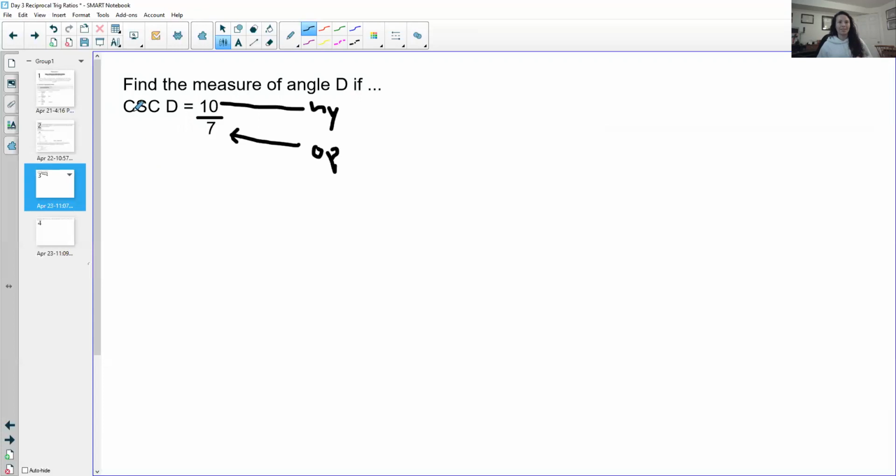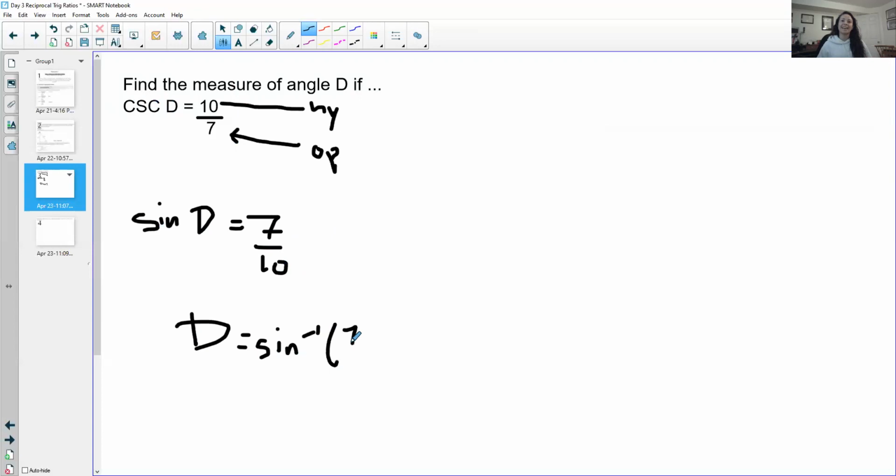Now, if we were to plug this into our calculators, we would need a cosecant button. You don't have one, but because cosecant is equal to the reciprocal of sine, this means that sine of d equals 7 over 10, right? Because sine is opposite over hypotenuse. The opposite was 7, the hypotenuse was 10. So we can take the inverse sine of whatever 7 over 10 is to get our answer.